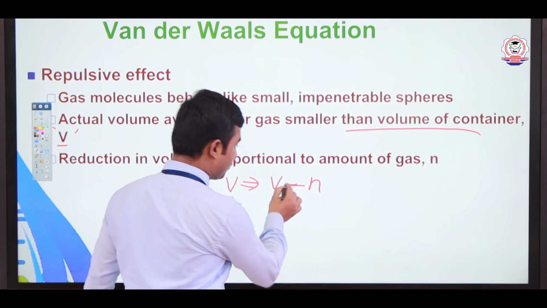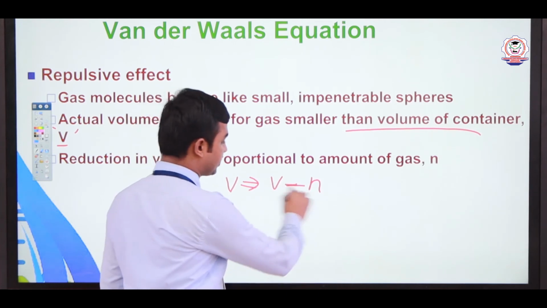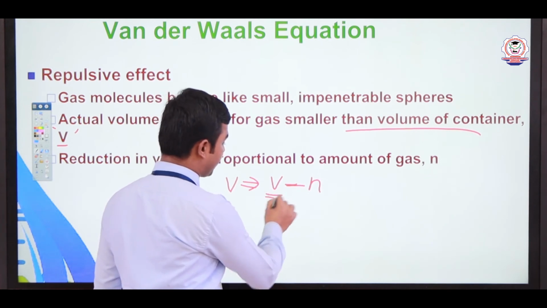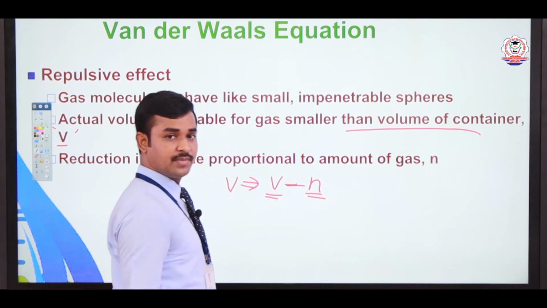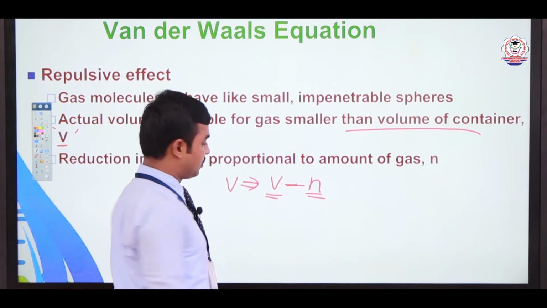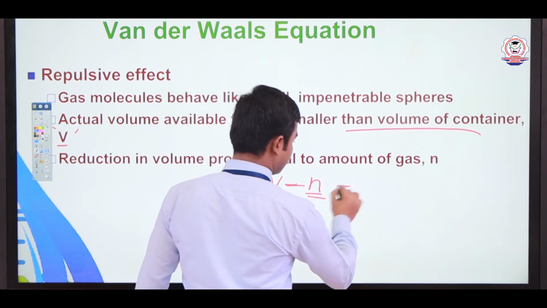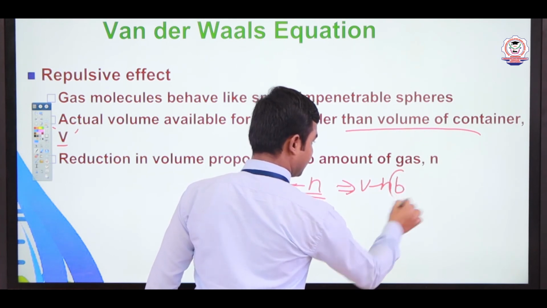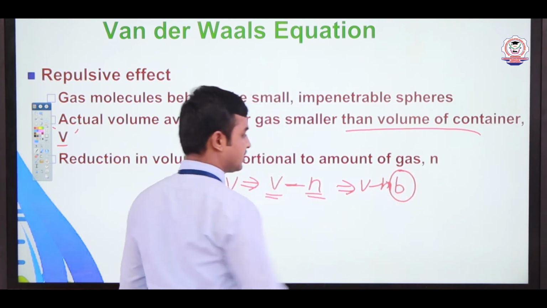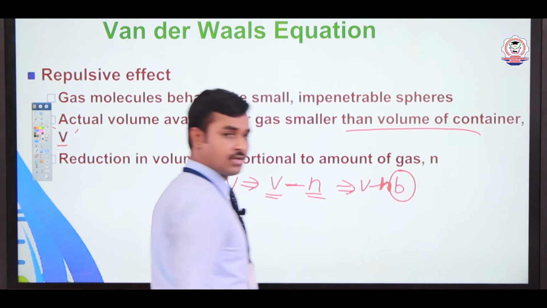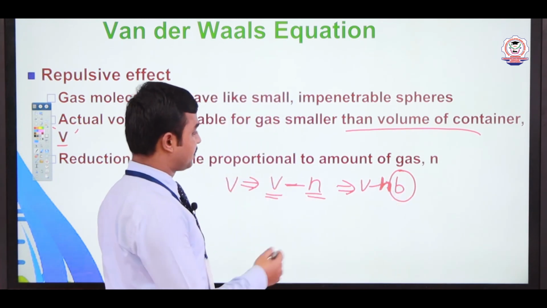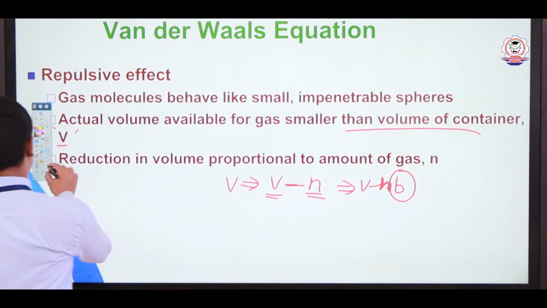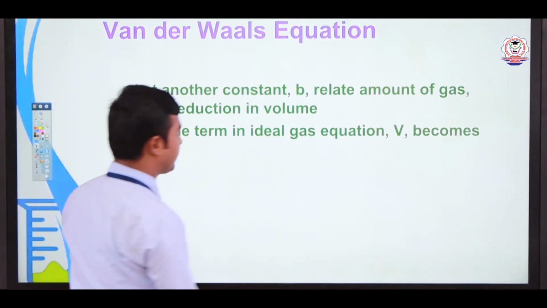So we want to reduce the volume by the number of moles that experience attraction. So total volume minus the number of moles experiencing attraction. V minus n is the change in the volume. We can write it as V minus nb. Here I add one constant b, known as the van der Waals constant. So for pressure you use a, and for volume you use b. So the final volume term can be written as V minus nb.